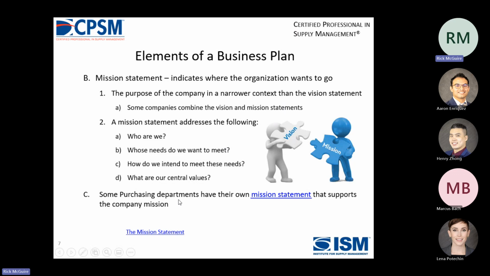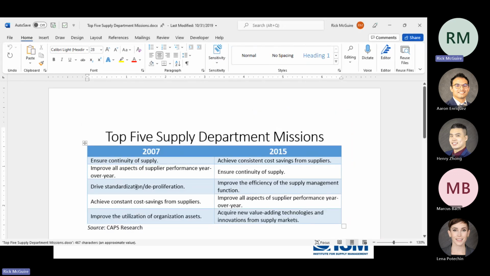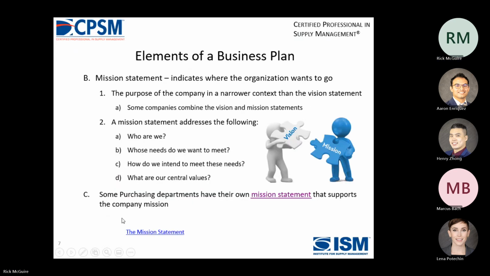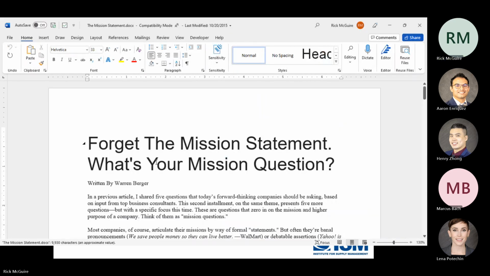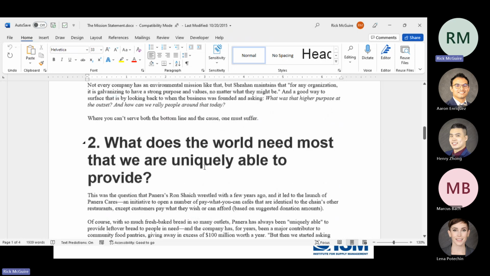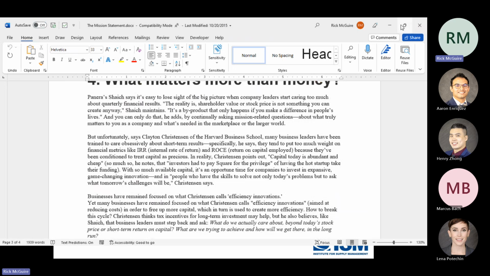And you'll see some purchasing departments have their own mission statement that would support the company mission. We don't really operate with one here. This is the top 5 missions we looked at before. And here's an article on the mission statement and how to write one. What's your mission question? Why are we here in the first place? This addresses the mission and not the vision.